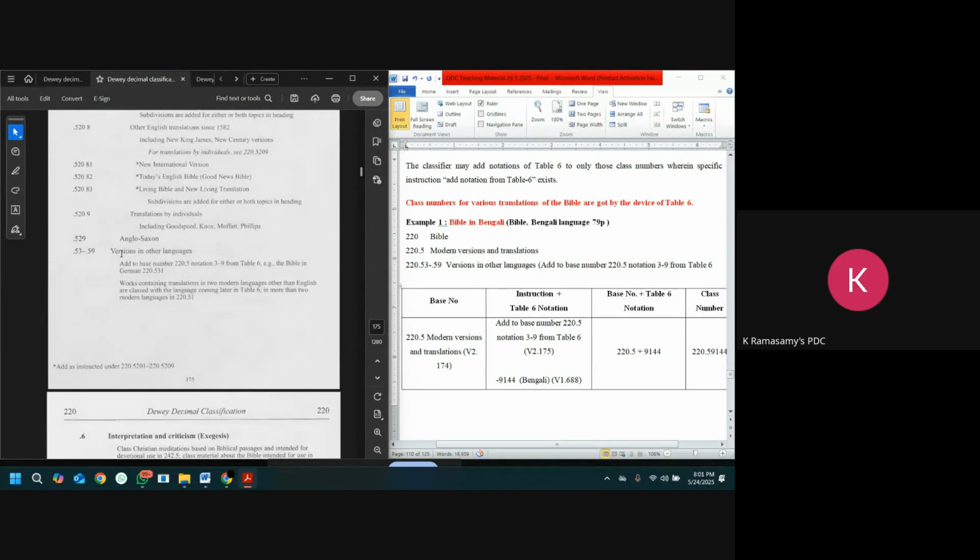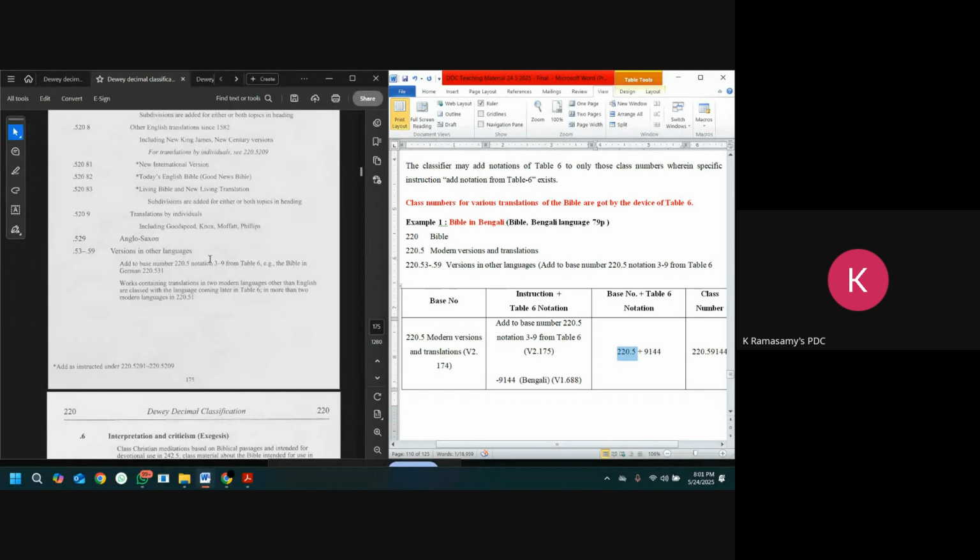220.53 to 59 versions in other languages. Instruction says add to base number 220.5. What is the base number? 220.5. You can add notation 3 to 9 from table 6. You can go to table 6. You take any number from 3 to 9. That number can be added to 220.5.